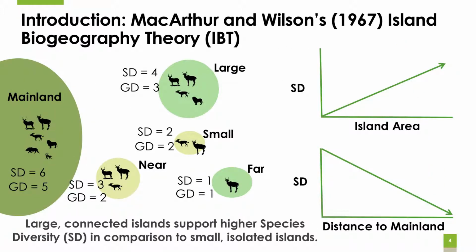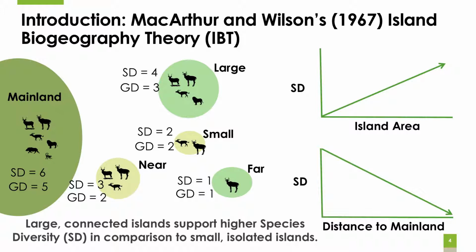We might all be familiar with MacArthur and Wilson's island biogeography theory. This essentially says that large connected islands support higher species diversity compared to small isolated islands. So this is something that you can model. It could potentially be a direct relationship. But what does this mean in terms of functional diversity, or for me, guild diversity?